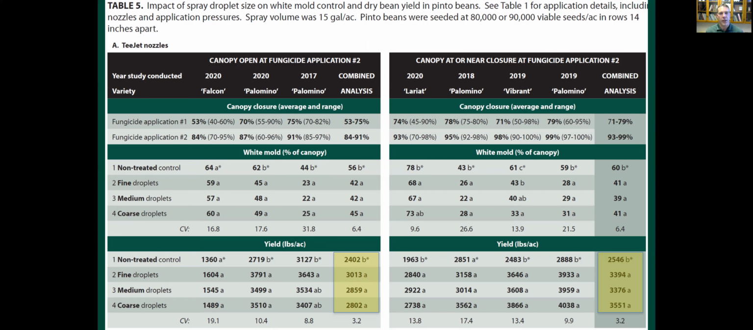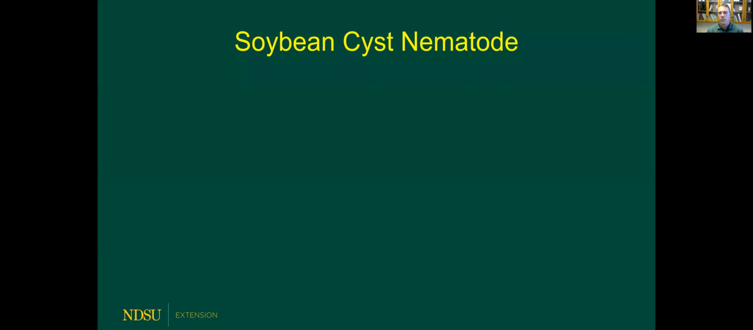And I would encourage you to take a look at this issue. There's a lot more data that relates to other market classes and a lot of data on both T-jets and Wilgers. Optimizing that chemical application is really important. It's a good financial investment to spray lots of times. You want to make the most of it.